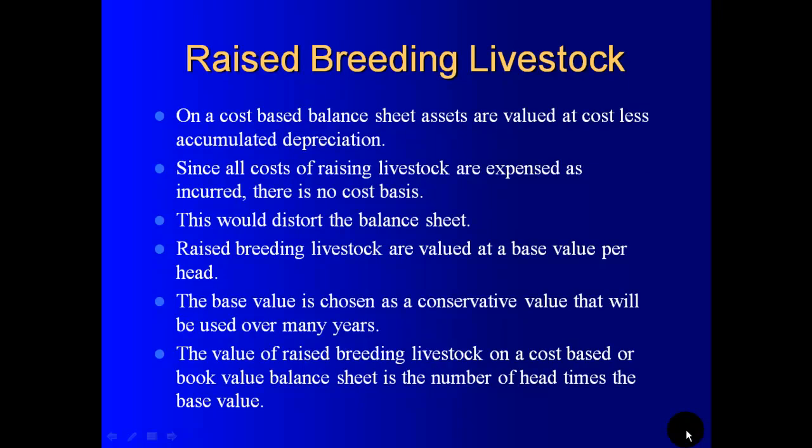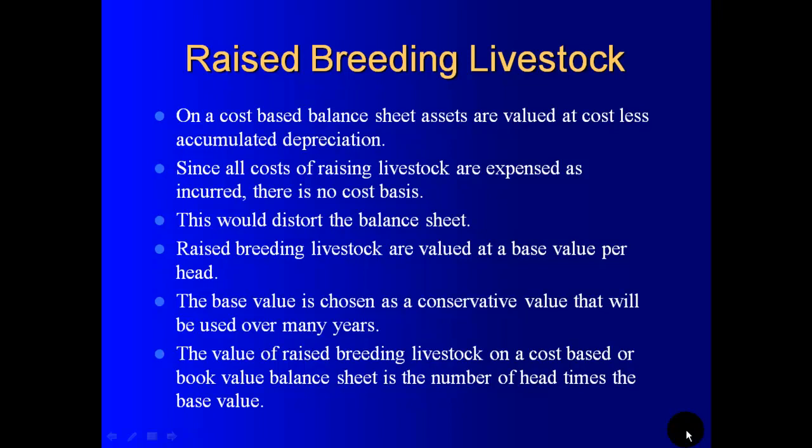On a cost-based balance sheet, assets are valued at their cost less accumulated depreciation. When we raise those livestock, all of the expenses that went into it, the feed, the vet bills, all of those things, were actually just deducted on the income statement as our general feed, veterinary, and other bills. And so there is no cost basis. So if we had a balance sheet on a cost basis with zero value for these raised breeding livestock, that could really distort the balance sheet. And so we need some way of getting around that.